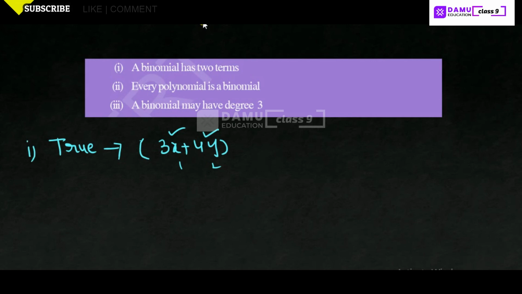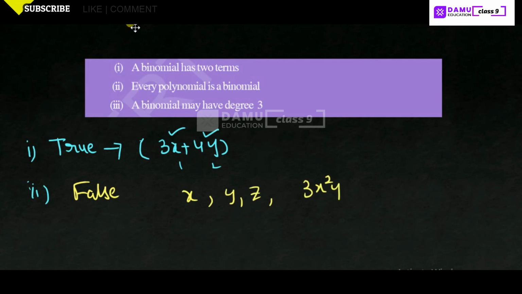Next, what is our second one? Every polynomial is a binomial. This is false. Why? Because a polynomial can be anything, like x, y, z, or 2x square y square. It is not necessarily a binomial. It may be a monomial, it may be a trinomial. It is not compulsory that every polynomial should be a binomial, so that is false.